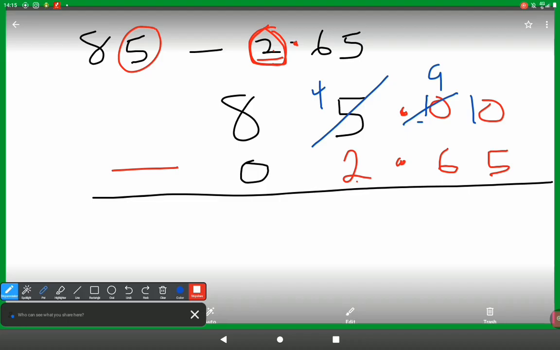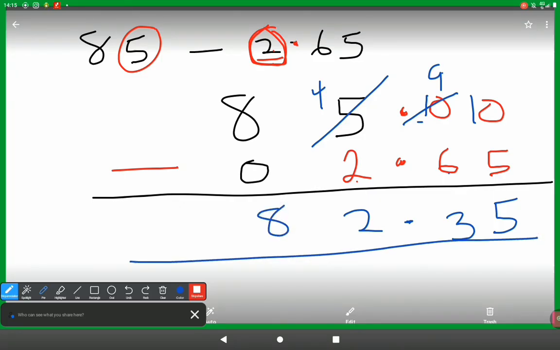So 10 take away 5 is 5. Then 9 take away 6 is 3. Put the decimal point there. 4 take away 2 is 2. Then 8 take away 0 is 8. So your answer should be 82.35.